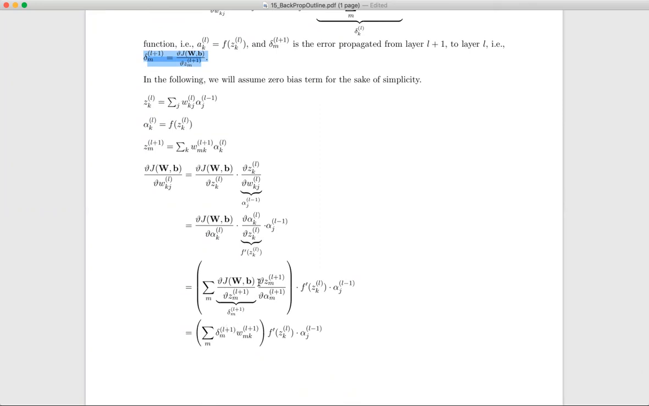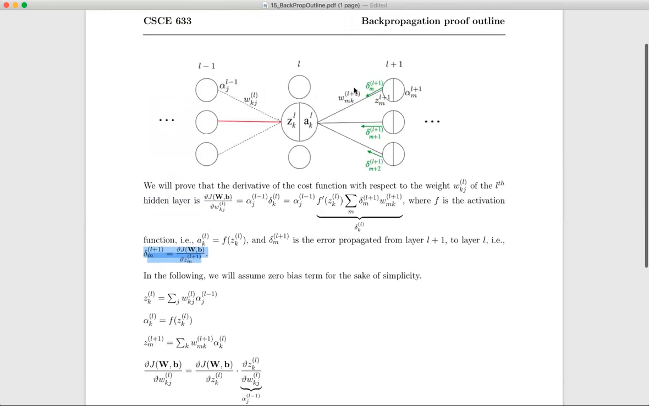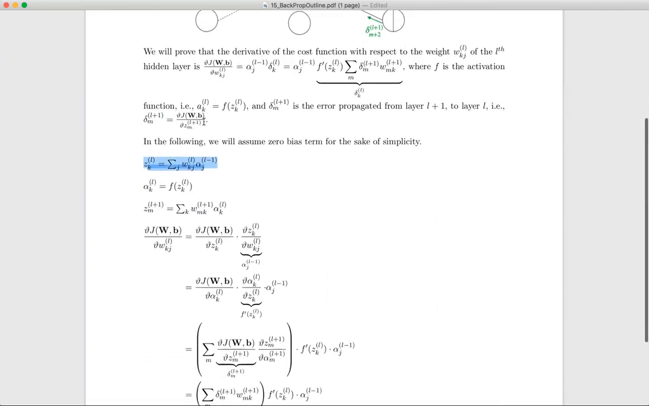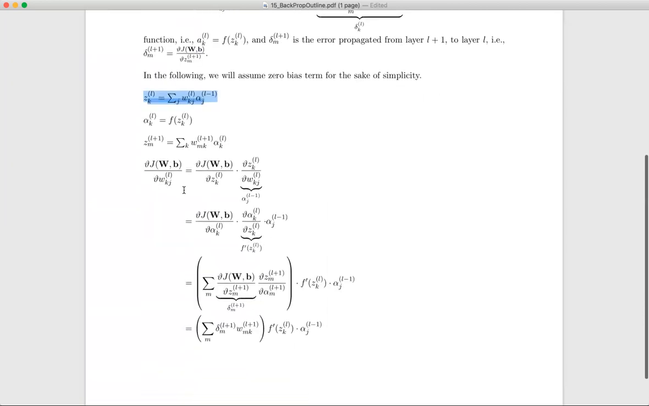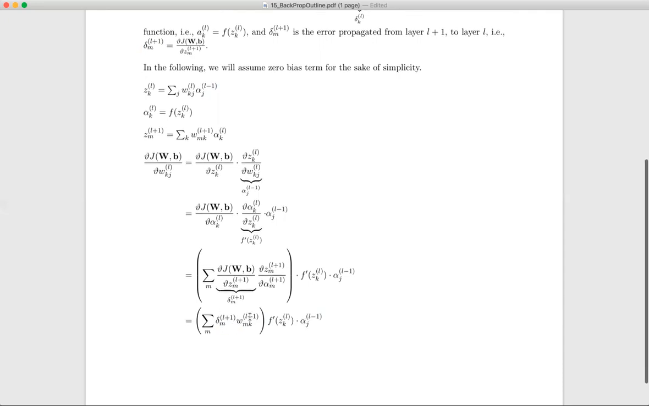Now, the first order derivative of z of m with respect to alpha is equal to the weight that connects these two. And this is very similar to the calculation that we saw a few steps before. Therefore, this here can be substituted by the weight that connects nodes m and k of the layers L+1 and L respectively. And basically this is it.